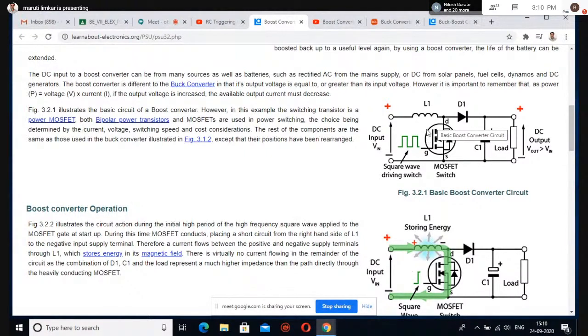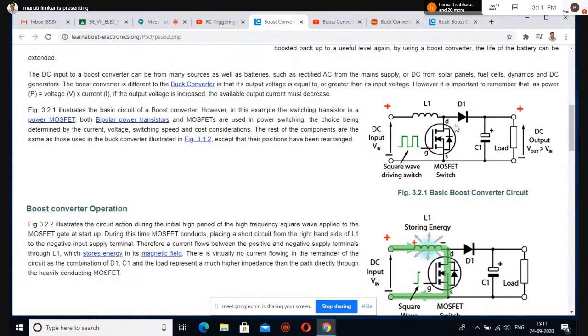Once this switch goes into the off state, all of you know the property of the inductor. It produces the back EMF. Back EMF produced means it will change its polarity. Now left hand side polarity becomes negative and right hand side polarity becomes positive.